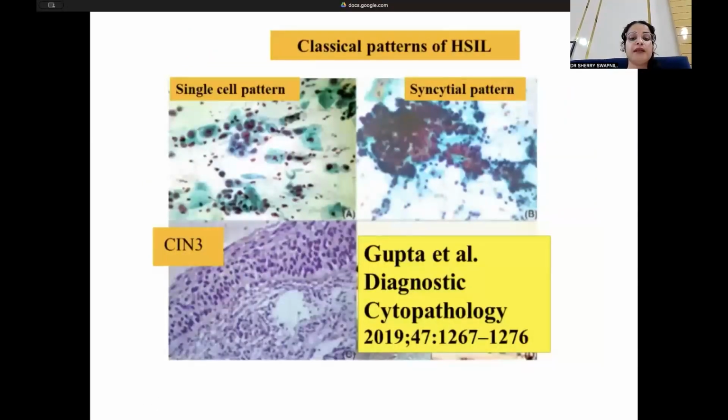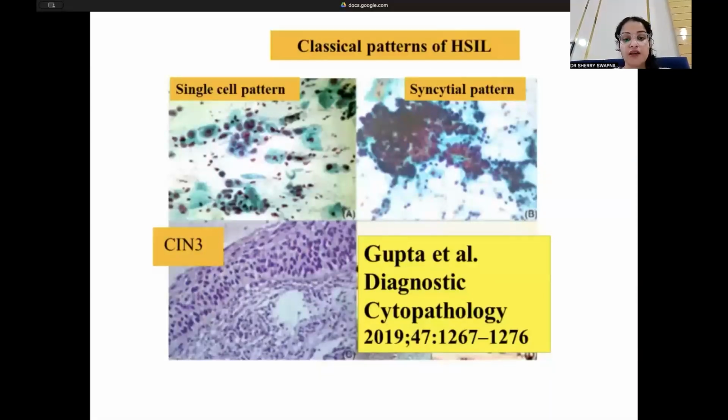So these are the classical patterns of HSIL. You can see cells arranged in syncytium groups or in crowded sheets, hyperchromatic crowded sheets. We have discussed earlier regarding endometrial cells or lower uterine segment. We used to get an entire fragment with densely packed epithelial cells along with the stromal cells. So these small cells should not be confused with the single pattern or the syncytial pattern of HSIL.